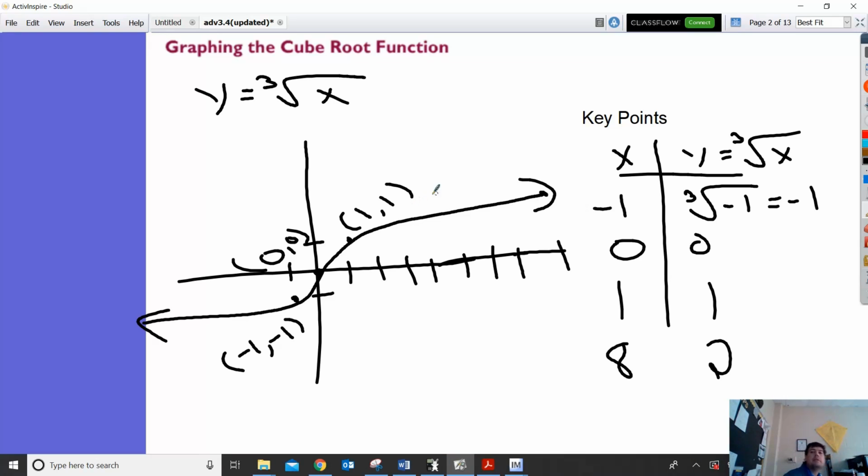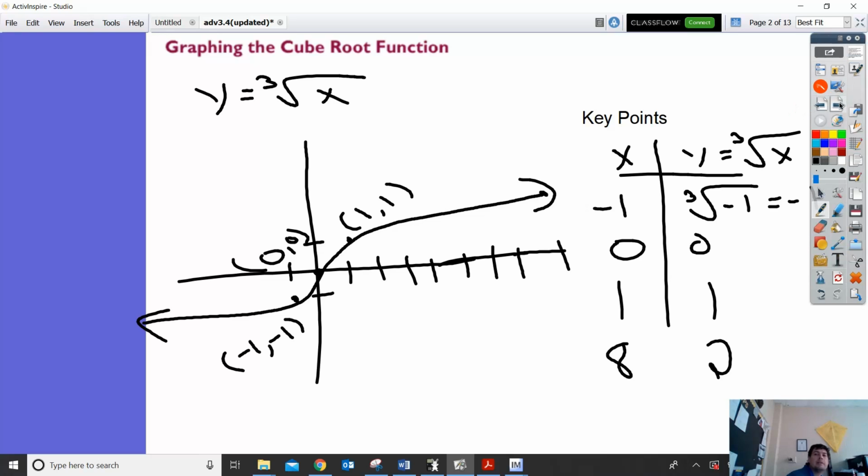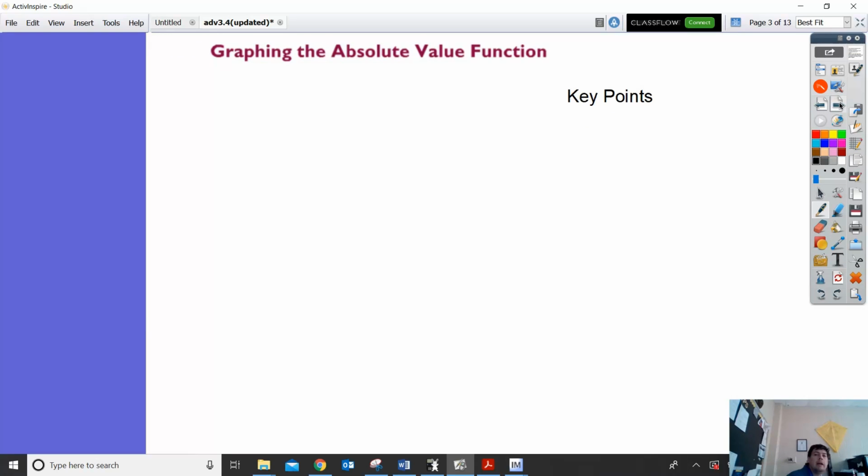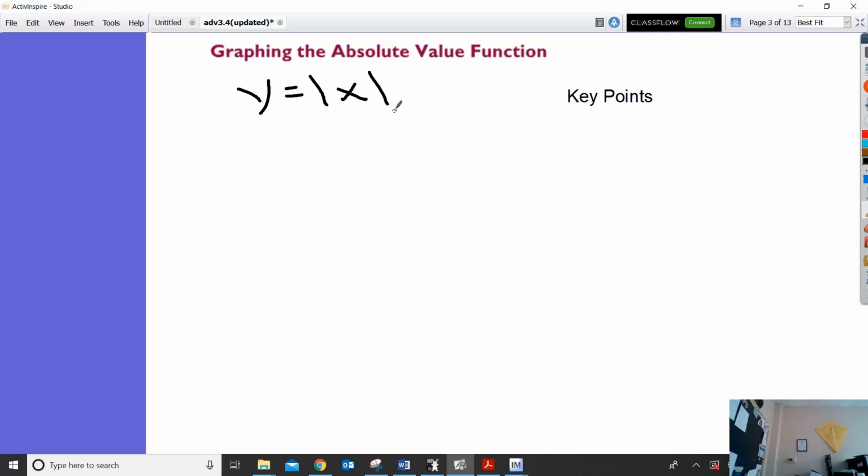All right, so that was a cube root function. What's up next? Absolute value function. Y equals the absolute value of x. You guys remember what that looks like? What does it look like? It's a V. The cheerleader function.